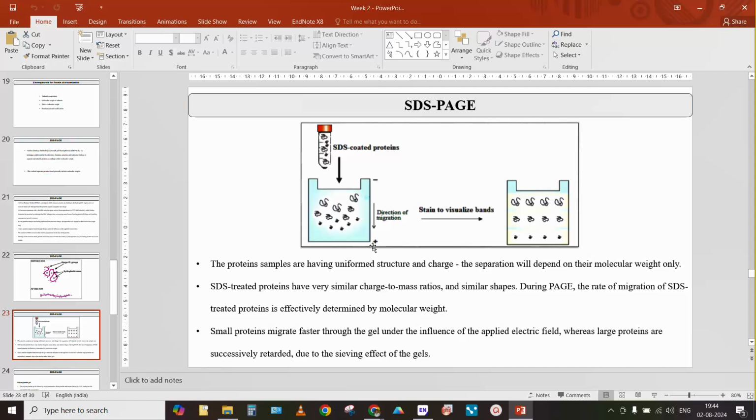So sodium dodecyl sulfate treated proteins have very similar charge to mass ratios and very similar shapes. So during PAGE, the rate of migration of SDS treated proteins is effectively determined by the molecular weight, and small proteins migrate faster through the gel under the influence of the applied electric field, whereas large proteins are successively retarded due to the sieving effect of the gel.